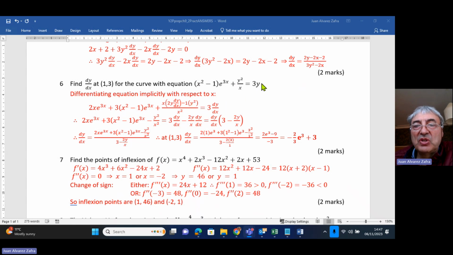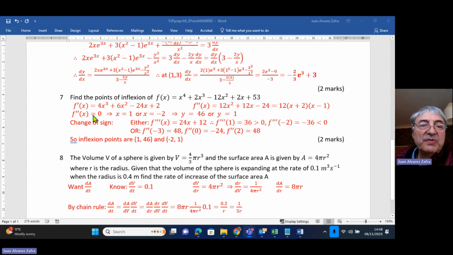And then last of all, differentiating 3y with respect to x, we get dy/dx. And as before, we write every term that involves dy/dx on one side, the terms that don't involve dy/dx on the other side, and then rearrange by factorizing and dividing to get an expression for dy/dx. Quite complicated at this stage. We could simplify, or we can simply substitute x is 1 and y is 3 as we do here, and obtain an expression for the gradient of the curve at the point (1, 3).